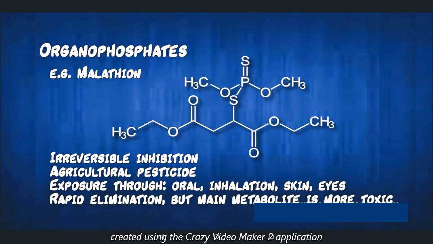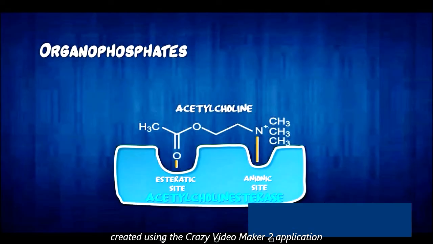Now, one of the common organophosphates is malathion. It is most commonly used in agriculture by the farmers. This poisoning can be through exposure to the poison by the oral route, through inhalation, through skin, or eyes, and it can give rise to a toxic metabolite. Basically these organophosphate compounds have two sites: one is the esteric site and the second is the anionic site. These organophosphorus compounds bind to the esteric site.